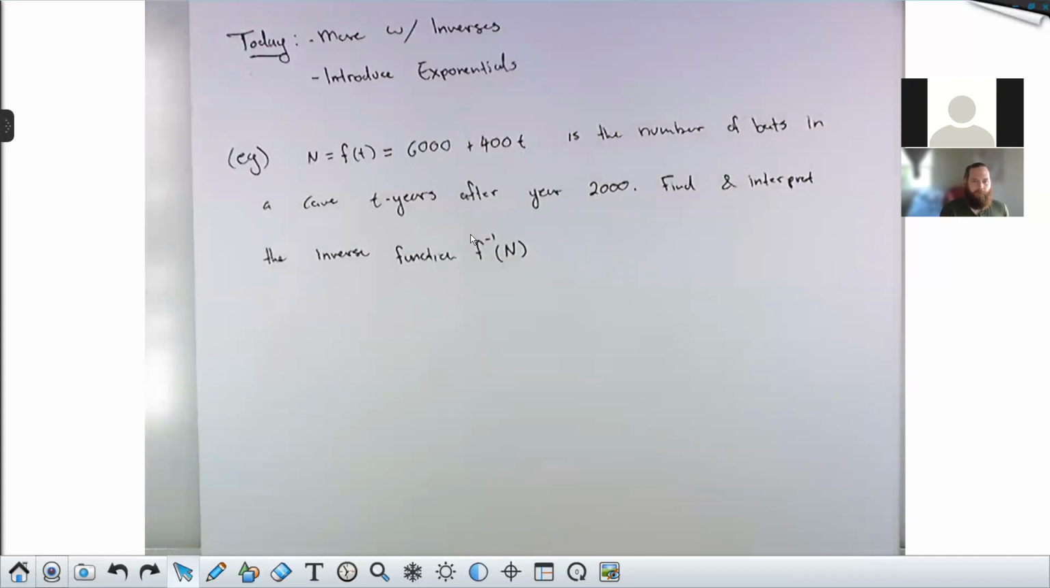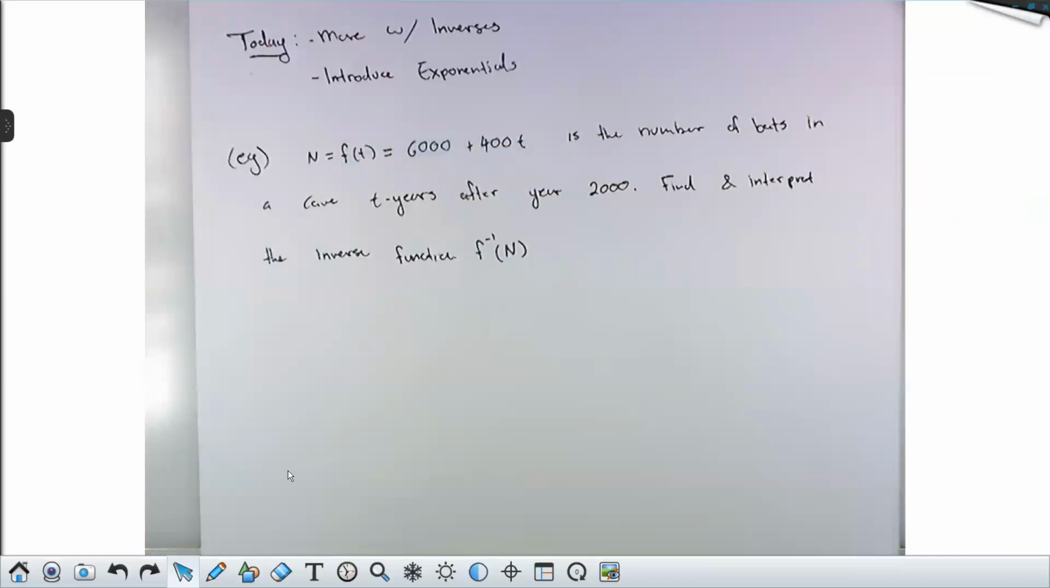Who can remind me? If I'm trying to find the inverse function, just think of this guy as your function. If I'm trying to find the inverse of this function, what are the first few steps? What is the first step?